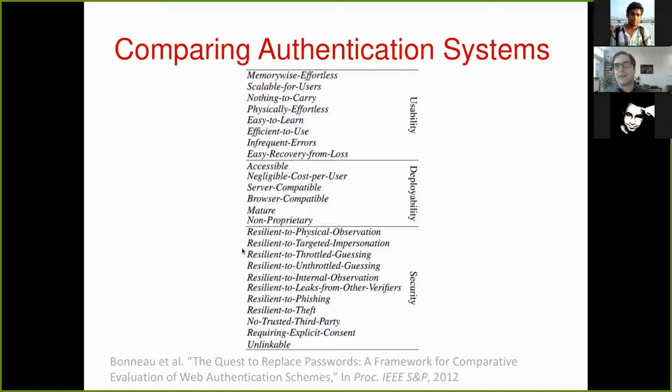But security is not the only thing we have to worry about. There's also deployability, things like being compatible with different browsers and servers. That there's negligible cost. What we mean here is, making and storing a password, you typically don't have to pay anyone for that. But if you need a USB hardware token, like a YubiKey, you're probably going to have to pay someone for that. Looking at questions about accessibility. Is it a mature technology that everyone knows and understands? Is it non-proprietary, so we don't have to pay some company for patent licensing to use it?